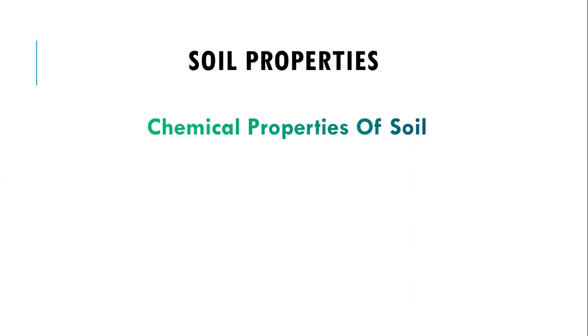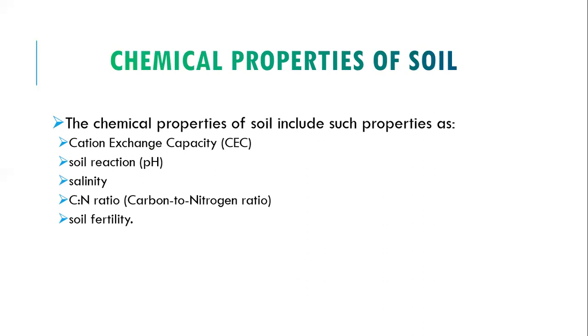Our topic is soil and our subtopic is soil properties. In our past videos, we discussed the physical properties. Then we moved on to the chemical properties. We saw a few of them, by listing them, we said that the chemical properties of soil include such properties as the cation exchange capacity, soil reaction, salinity, C:N ratio, that is carbon to nitrogen ratio, and soil fertility. In our past videos, we've discussed the cation exchange capacity and the soil reaction. So today, let's move on to the soil salinity.